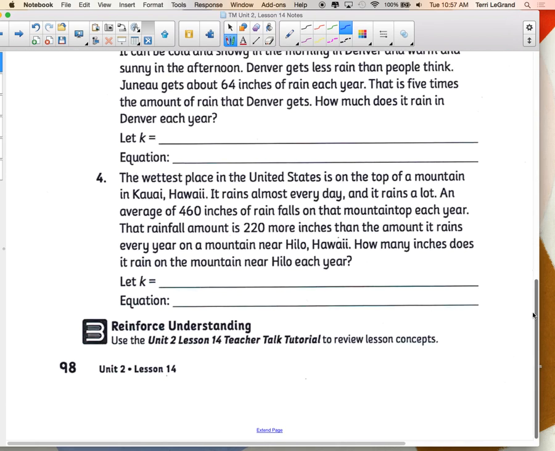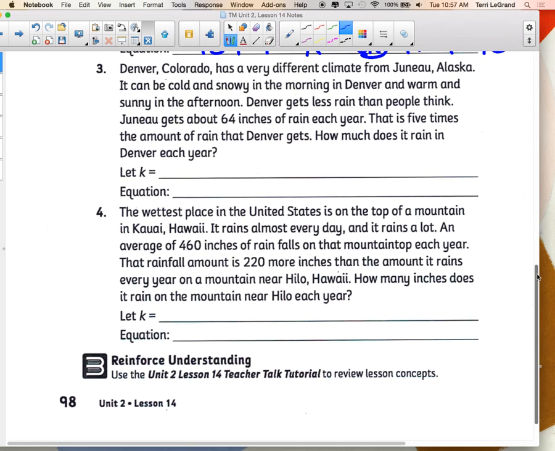No? Okay. Then let's go to Colorado. Denver, Colorado has a very different climate from Juneau, Alaska. It can be cold and snowy in the morning in Denver, and warm and sunny in the afternoon. Denver gets less rain than people think. Juneau gets about 64 inches of rain each year. That is 5 times the amount of rain that Denver gets. How much does it rain in Denver each year?